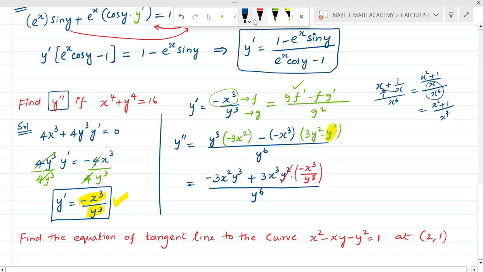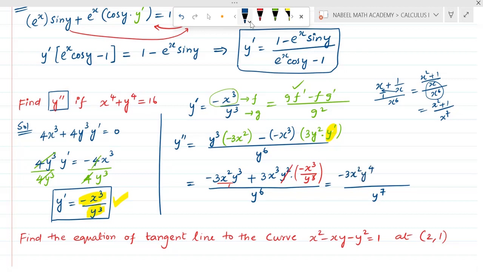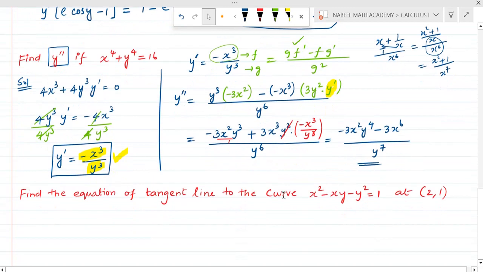This is the same thing I will do here. This is actually over 1. So I have to simplify with the y. If you simplify, you will get over y power 7, and here minus 3x square y power 4 plus, it is minus, so outside it is minus, inside it is 3x power 6. That's it. There is no y term here. So this is y double prime.